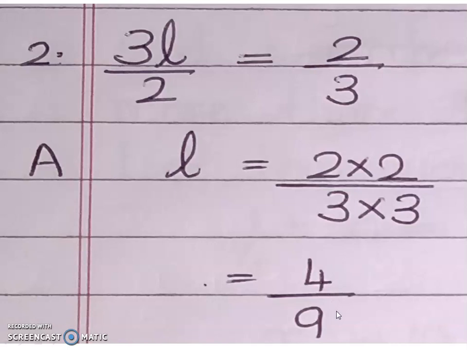4/9. Students, remember that you have learnt this rule in the chapter fractions and decimals. Divided by a fraction is the same as multiplying it with its reciprocal. Next question.